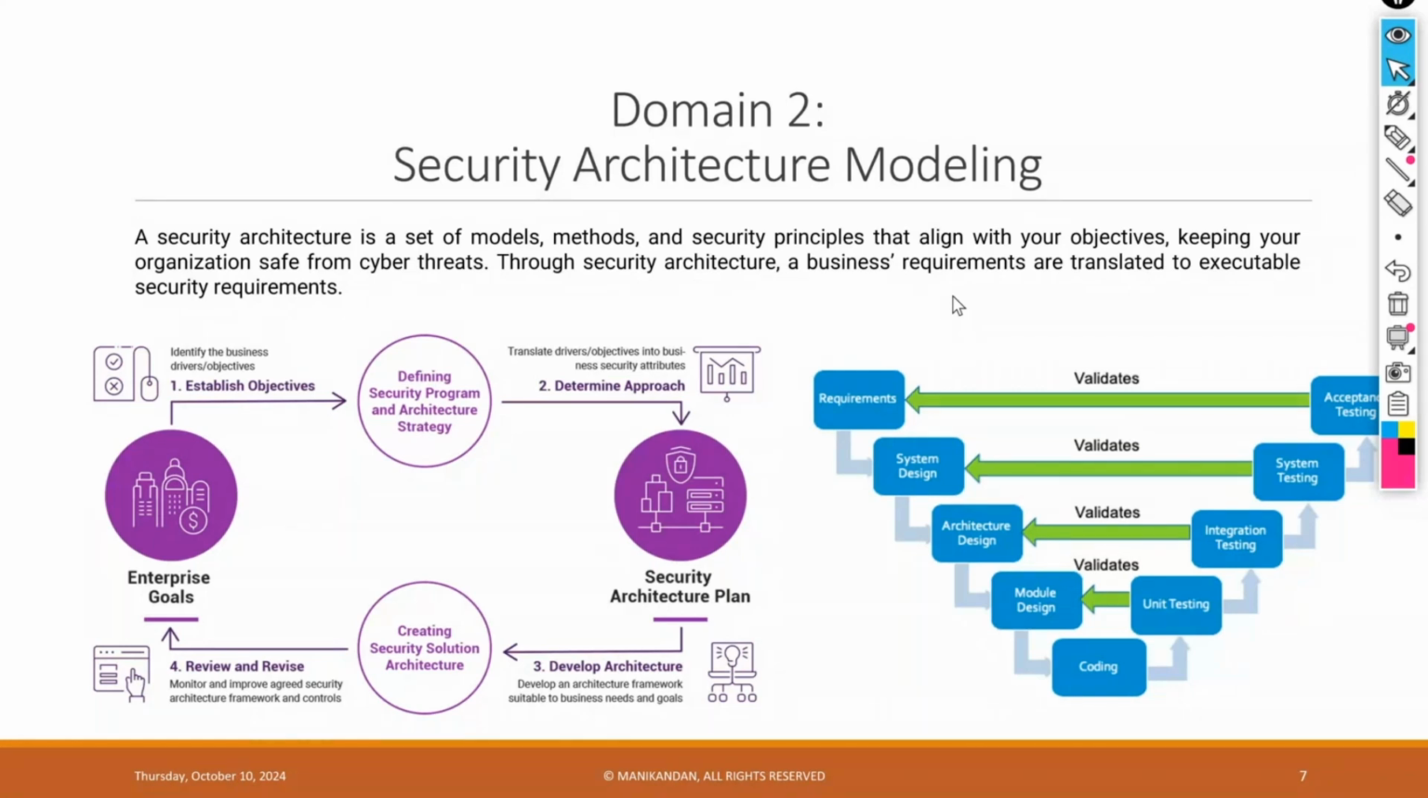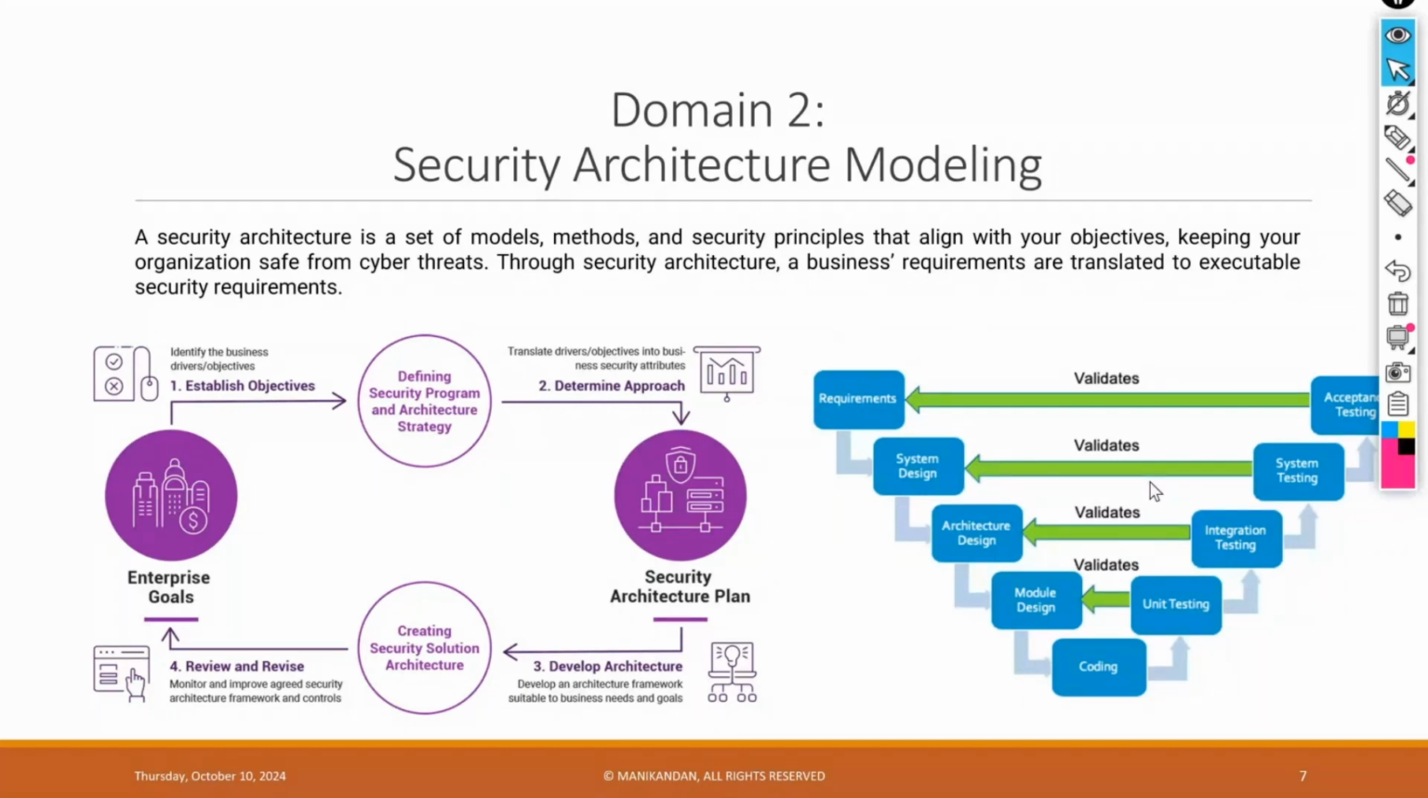Okay, so Domain 2, security architecture modeling, is actually a dedicated domain which we have in the ISSAP section. Now, when we are talking about security architecture and modeling, what is a security architecture? It's a set of models, methods, and principles which align with your objectives to keep your organization safe from cyber threats. So, in a thorough security architecture, business requirements are translated into executable security requirements.